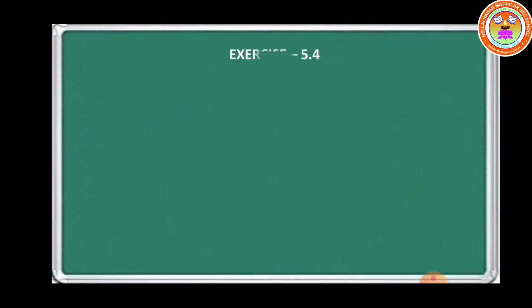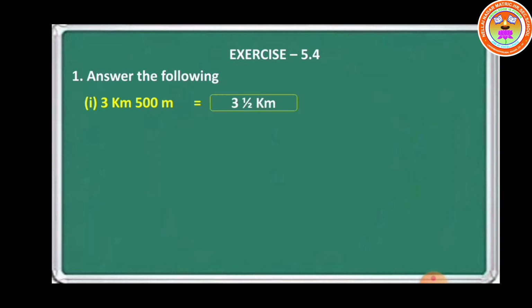Next we will see the exercise 5.4 questions. Question number 1. Answer the following. First one, 3 kilometer and 500 meter. Here we have to give the answer in kilometer. So let us change this 500 meter into kilometer. Since 500 meter is equal to half kilometer, it will become 3.5 kilometer.